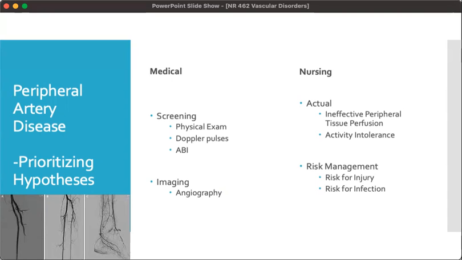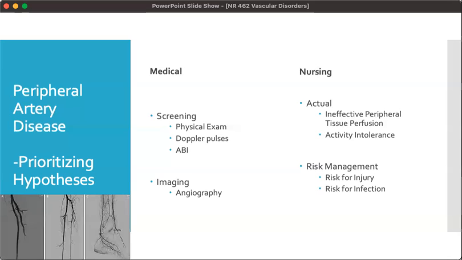So for risk management, these patients are at very, very high risk for injury. When we block blood flow to the distal part of the body, some of the things that go along with that are numbness and changes in sensation. So these patients are at very high risk for injuring themselves and perhaps not feeling it because they have decreased nerve sensation in the distal part of their legs. So very, very high risk.